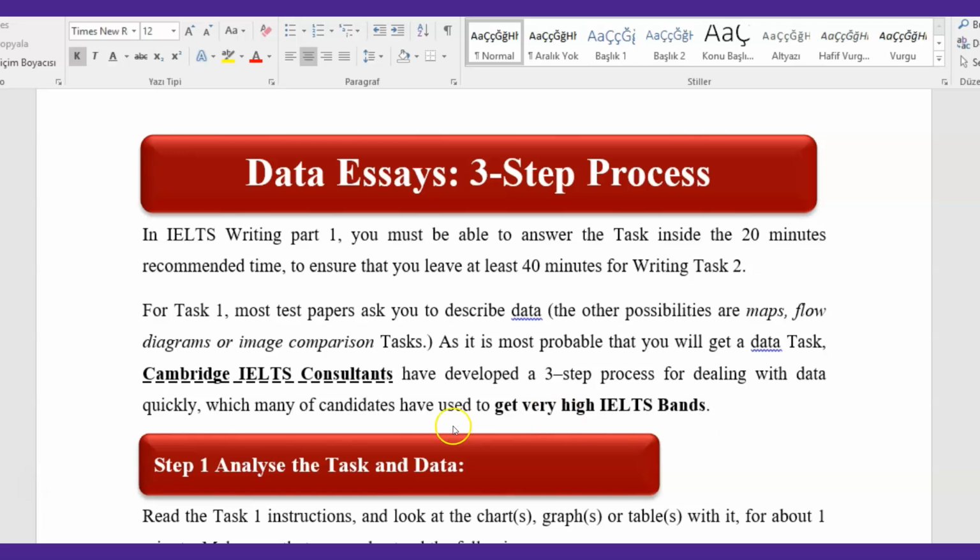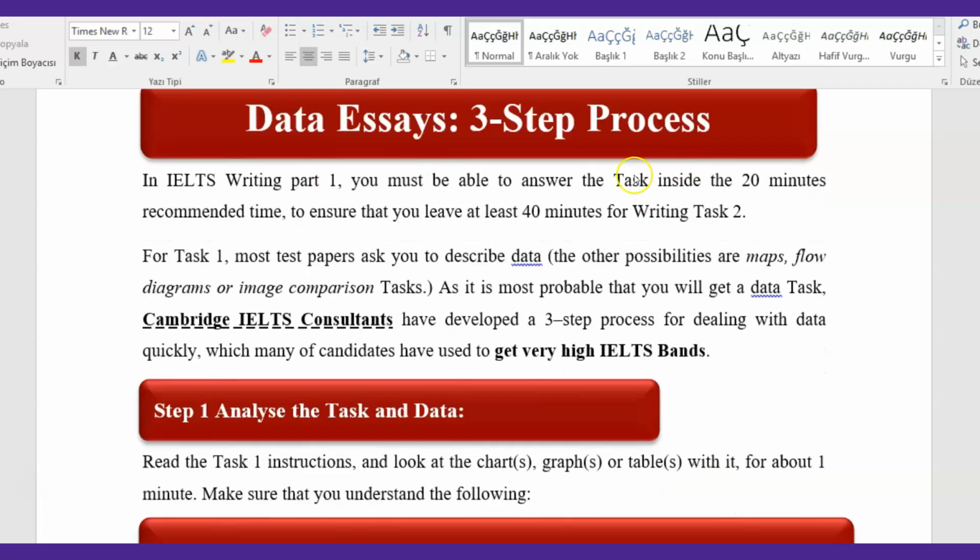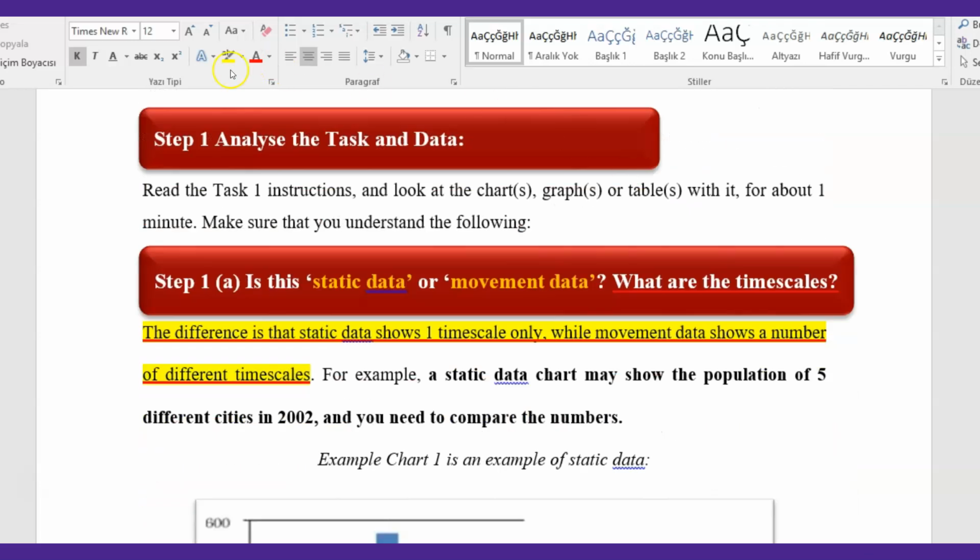Remember, okay, and pay attention that Cambridge IELTS consultants have developed a three-step process for dealing with data quickly, which many candidates have used to get very high IELTS bands. One of them is actually me, okay? Let's start. Step 1 is analyze the task and data.